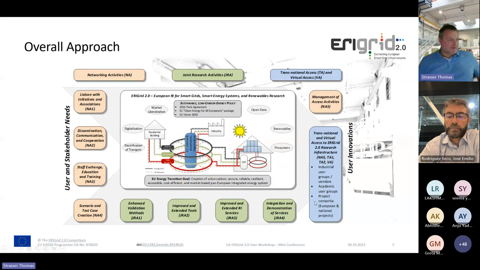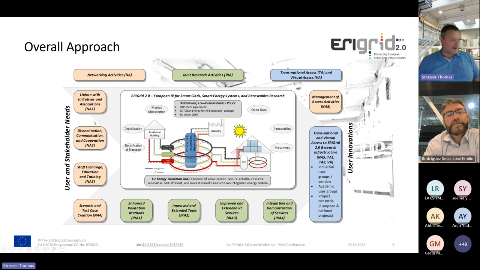Here, a very brief overview. As said, this is an integrating activity in the Research Infrastructure Program, where we are working on joint research activities for improving methodologies, tools, and testing approaches for smart energy systems. Our focus is on extended and enhanced validation methodologies, the corresponding extended tools, and improving our research infrastructure services. Besides that, we have the access program that will be introduced by Emilio right after my short introduction.